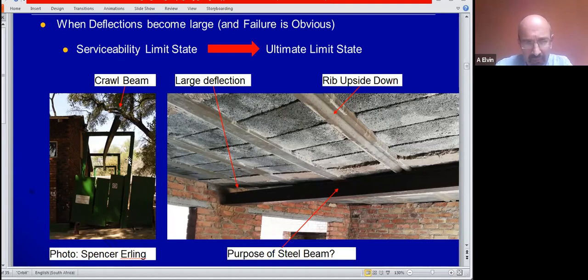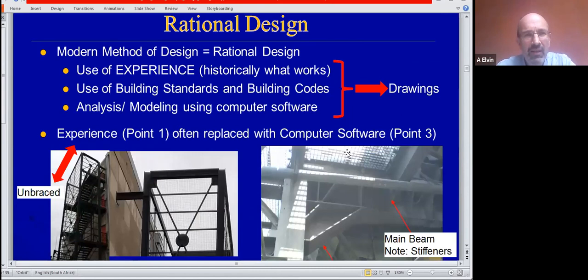Serviceability limit states, if they are very large, could lead to ultimate limit states, which could then lead to collapse. So we need to understand that there are different types of failures, and the different types of failures have different repercussions. Right, so what stands in the way of these serviceability limit failures and in the way of ultimate limit state failures? That is the modern method of design. So that is what stands in the way.